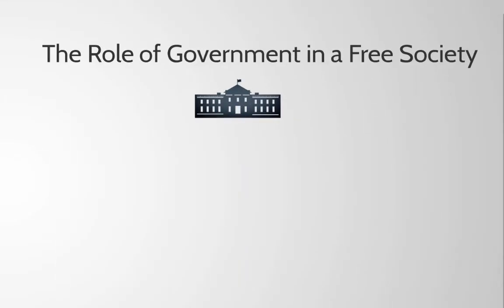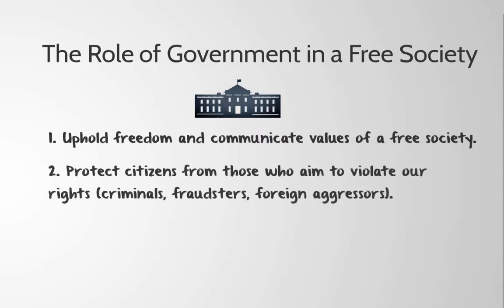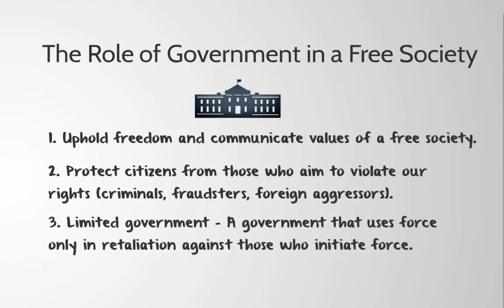So the basic role of government is threefold. First, to uphold the freedoms and communicate the values inherent within a free society. Number two, to protect citizens from those who wish to violate these basic freedoms, which includes an impartial legal system and an honest police system. And finally, a limited government that protects the citizens but does not wield unchecked power to violate the individual freedoms of citizens.